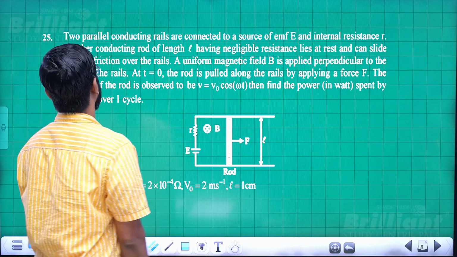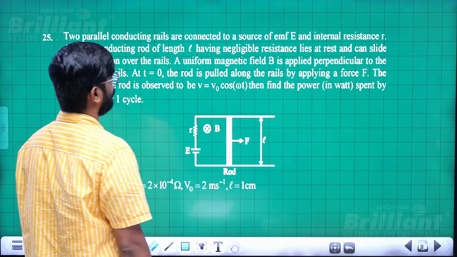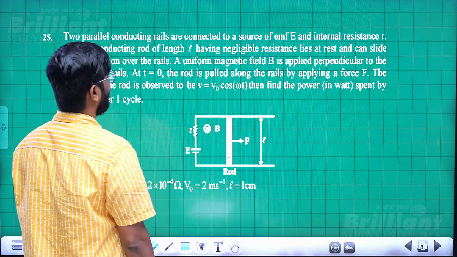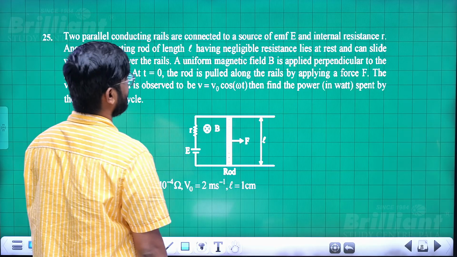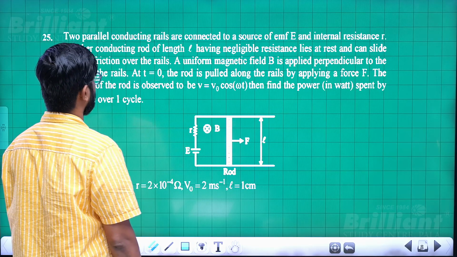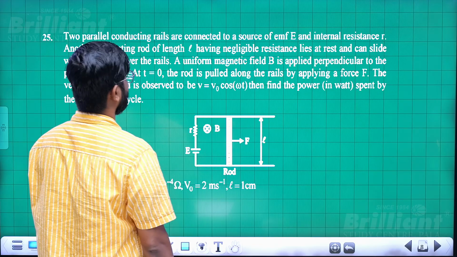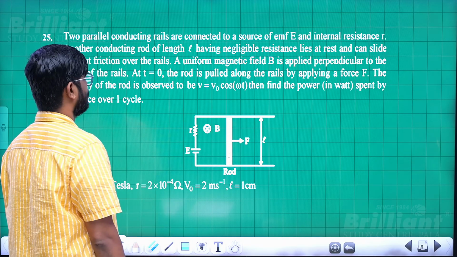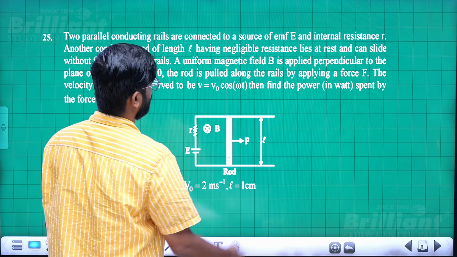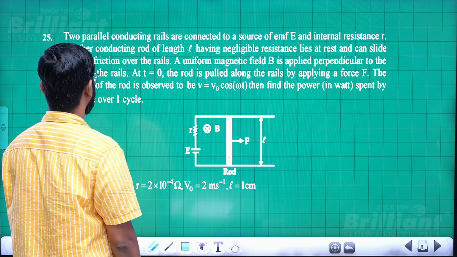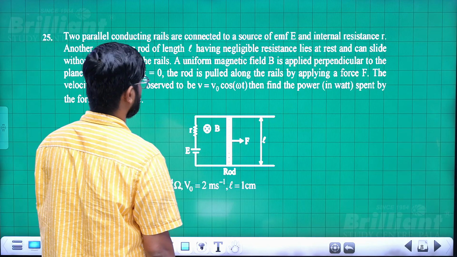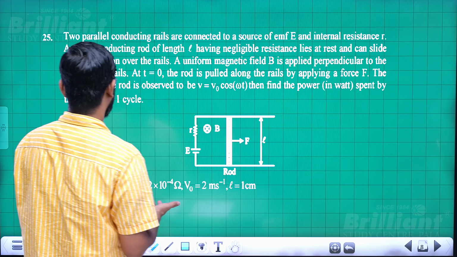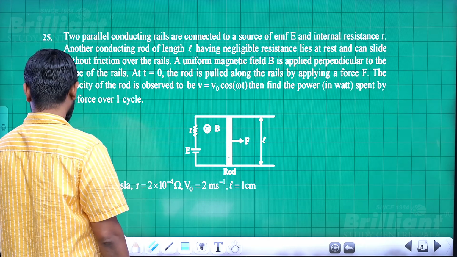Charging and discharging. Two parallel conducting rails are connected to a source of EMF E and internal resistance R. Another conducting rod of length L having negligible resistance lies at rest and can slide without friction over the rails. A uniform magnetic field B is applied perpendicular to the plane of the rails. At t equals 0, the rod is pulled along the rails by applying a force F. The velocity of the rod is observed to be V naught cos omega t. Find the power spent by the force over one cycle.